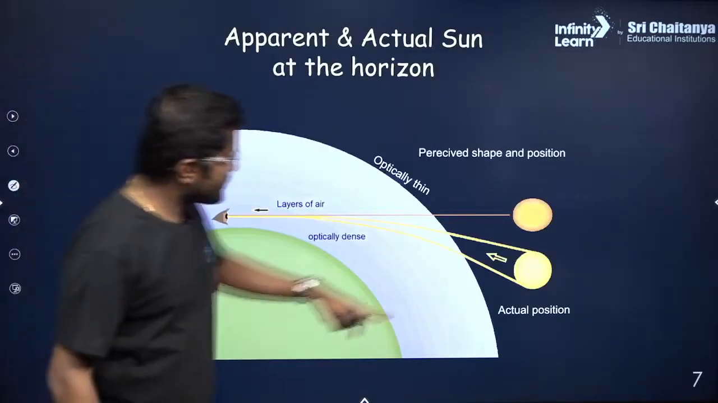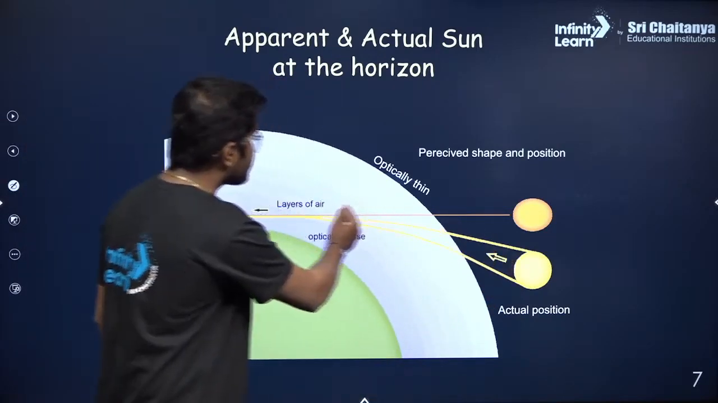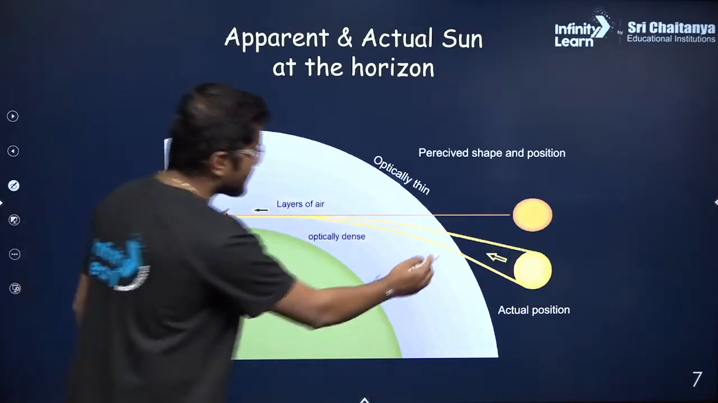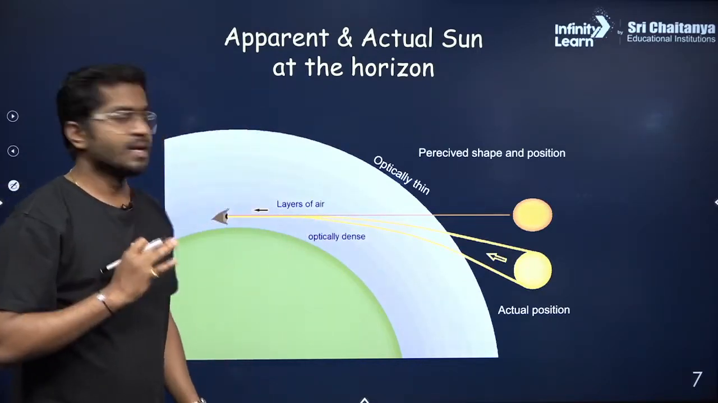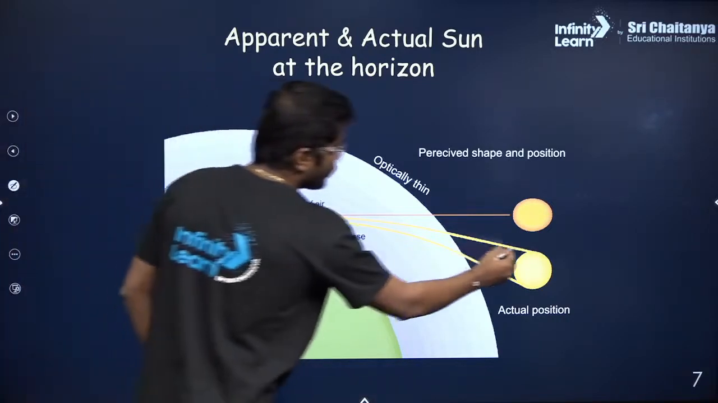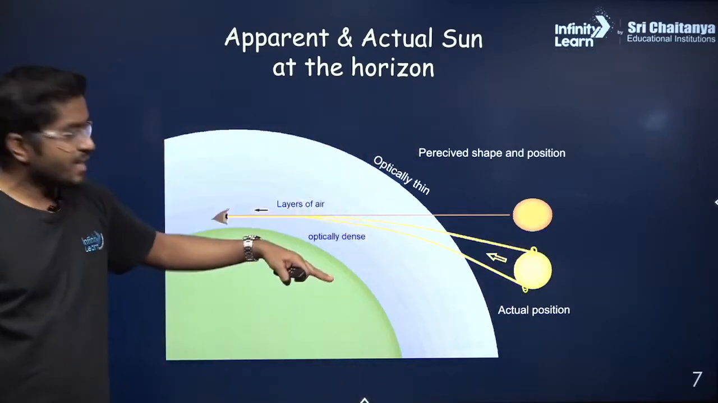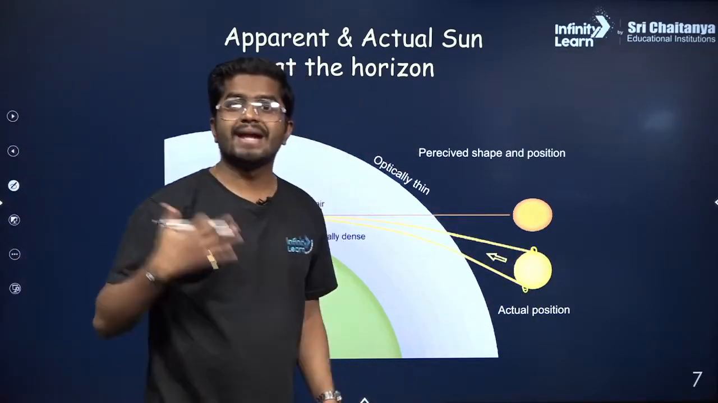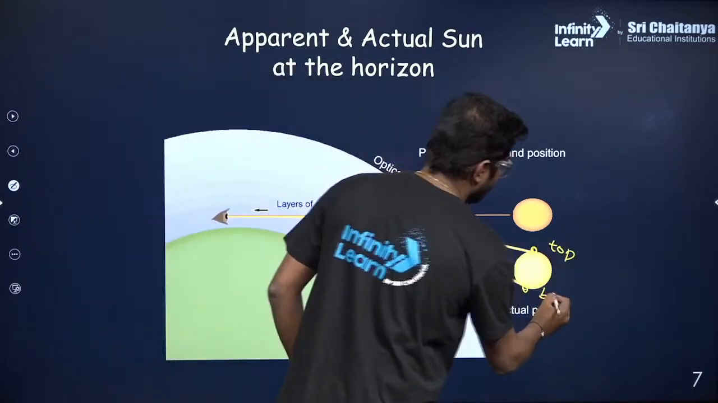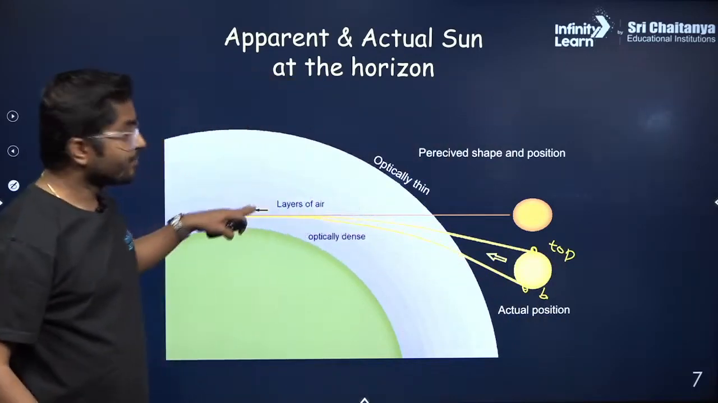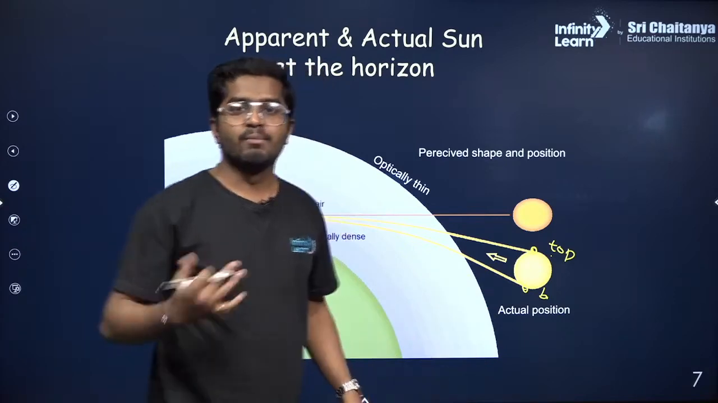So the first one, you see there is the actual position of the sun, but as the light passes through the atmosphere, there is a gradual bending of the light. Light will keep on bending gradually. Let's suppose there are 2 points here, a top point and a bottom point. Which light ray will bend more? The light ray coming from the bottom, or the light ray coming from the top of the sun? What do you think?